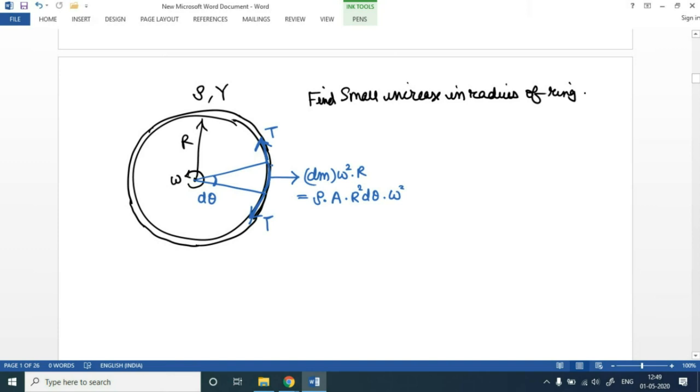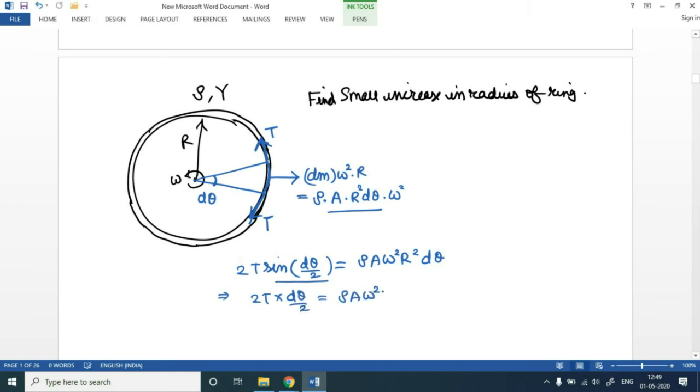So the net component of the force balance would be something like 2T sin(dθ/2) equal to this centrifugal force, which is ρAω²r² dθ. You should also realize that dθ/2 is very, very small, so sin(dθ/2) can be approximated as simply dθ/2, and that again gives ρAω²r² dθ.